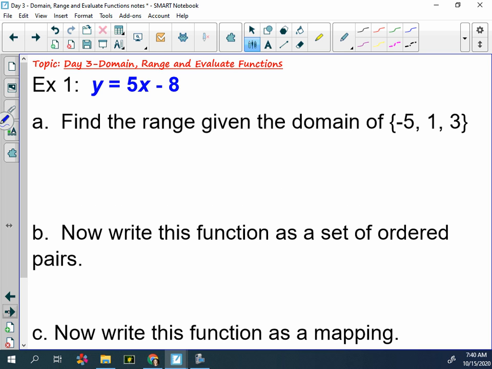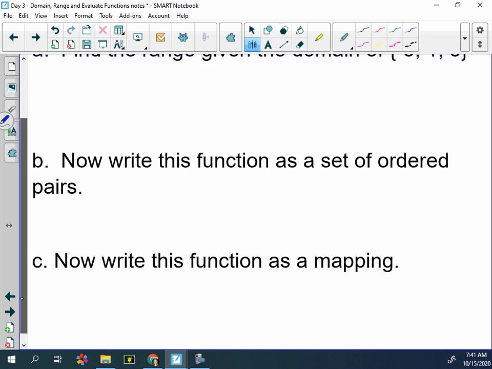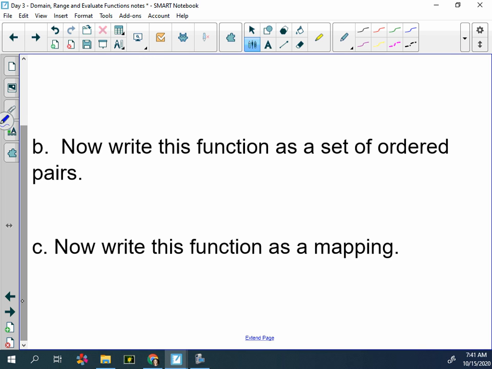Okay, so we are going to start with having an equation. So this time I just have y equals 5x minus 8 instead of the f of x. So we're going to find the range given that domain. We're going to write the function as a set of ordered pairs. And then we're going to rewrite it as a mapping diagram.